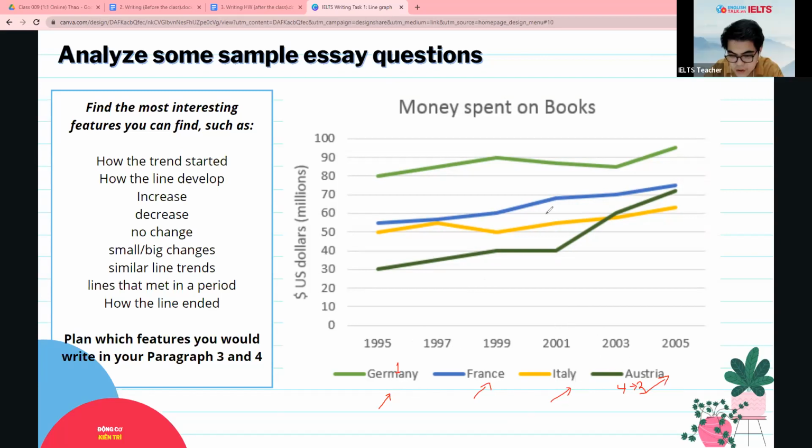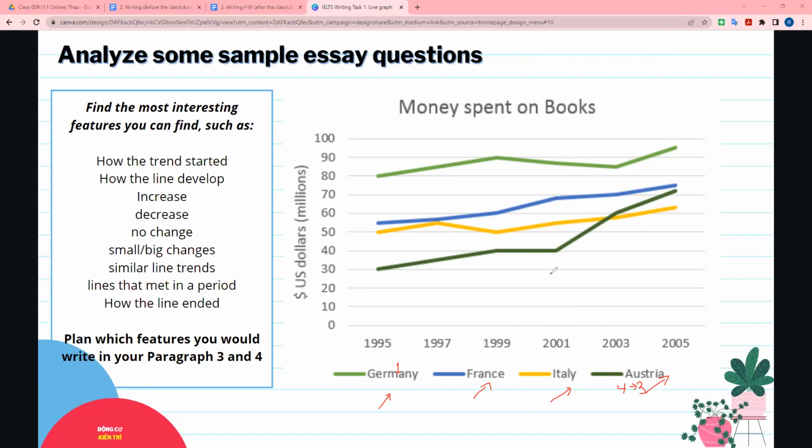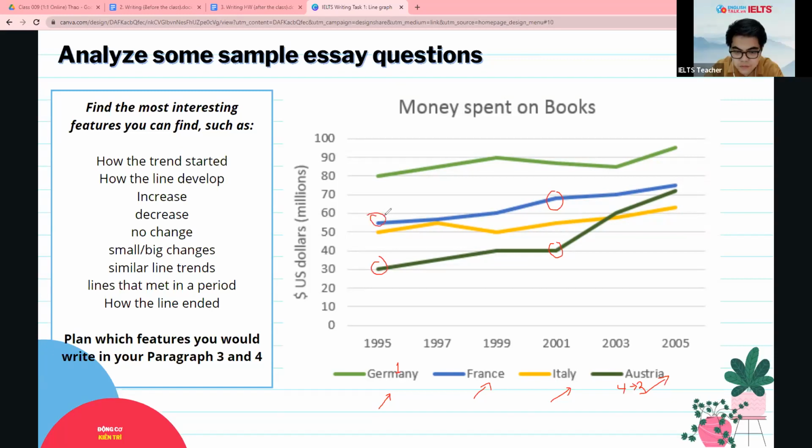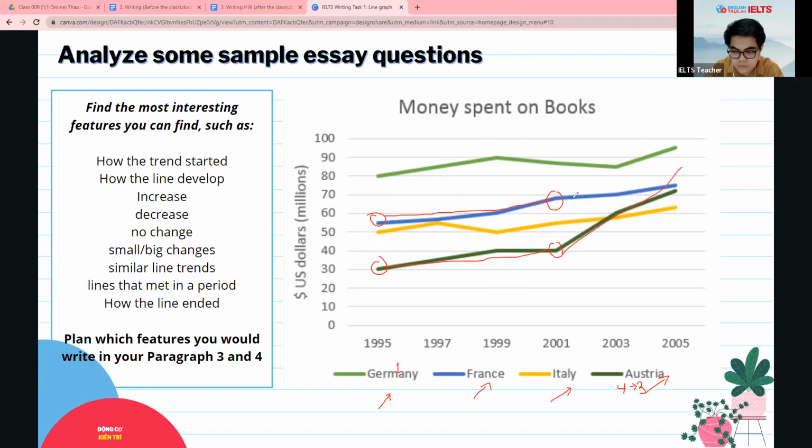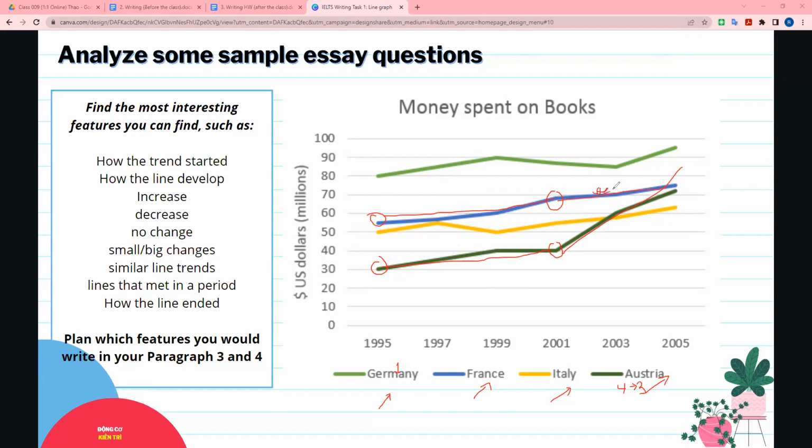Okay, wait a second. From 1995 to 2001, Austria and France experienced a steady increase. Very good. While from 2001 to 2005, Austria increased dramatically, while France still seems to have that steady increase. Okay, and steady. In the last paragraph, I'll compare Italy and Germany.